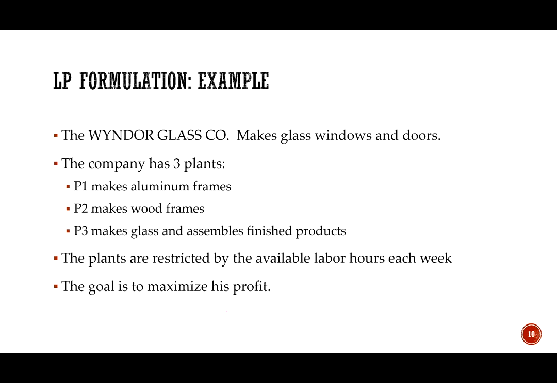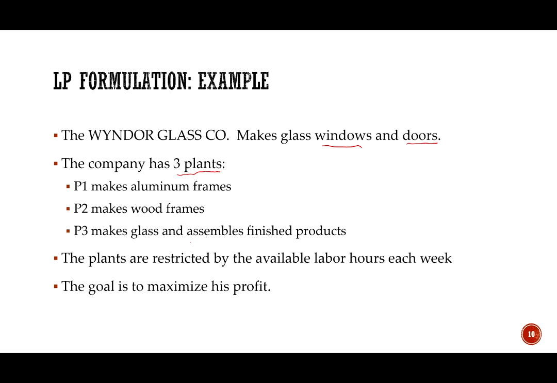Now I would like to discuss an example to see how we can go through these steps in order to formulate an LP model. Let's say the window glass company makes glass windows and doors. So there are 2 types of products here. The company has 3 plants. P1 makes aluminum frames, P2 makes wood frames, and P3 makes glass and assembles the finished product. So it means that these are the resources available for the company.